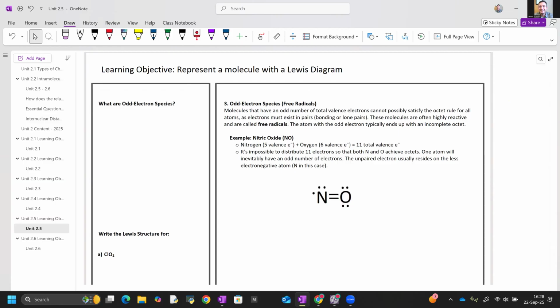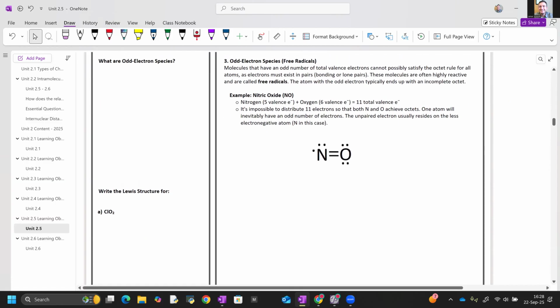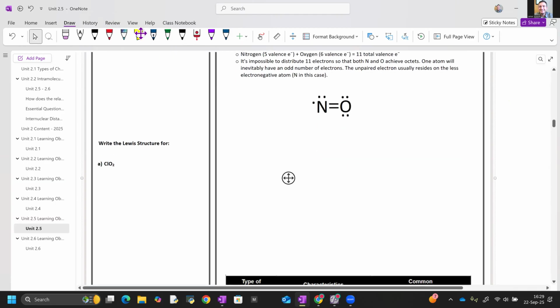So here we are with nitric oxide as an example. Nitric oxide has 5 valence electrons from nitrogen and 6 from oxygen for a total of 11. That's an odd number. It is impossible to distribute 11 electrons so that both nitrogen and oxygen achieve an octet. So where do they put the odd electron? As you can see here, the unpaired electron usually resides on the less electronegative atom, nitrogen in this case. So one atom would inevitably have an odd number of electrons, and the unpaired electron usually resides on the less electronegative atom. In that case, it would be nitrogen.